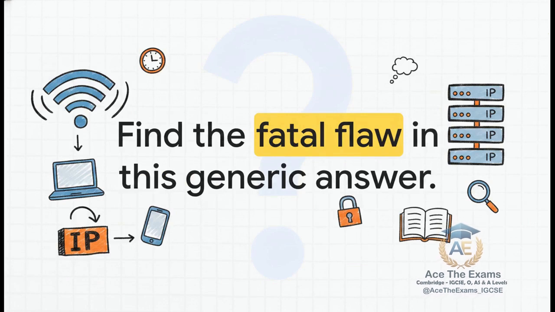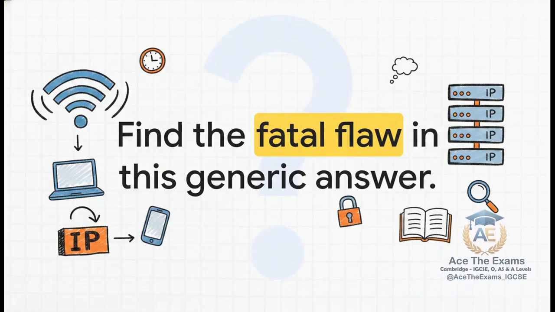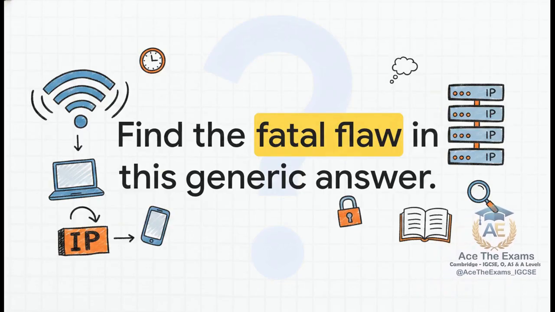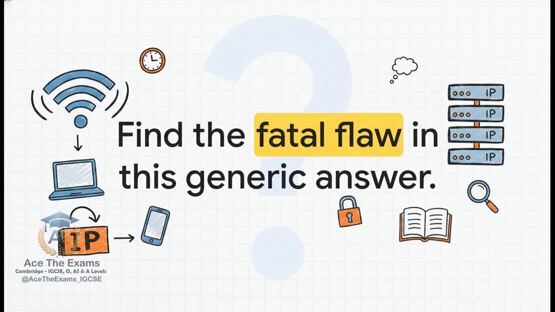Let's deconstruct a fatal flaw together. Look at this exact sentence a student wrote: "Dynamic IP is better because it changes, saving addresses." Take a second and think about why this incredibly generic sentence loses marks, especially based on the examiner commentary we just went over. Look really closely at the wording.